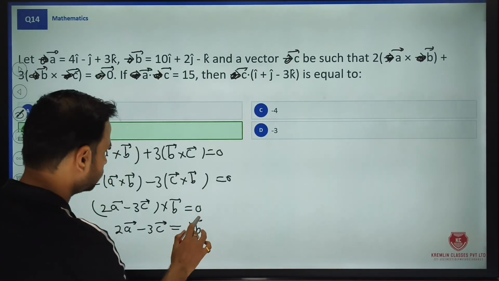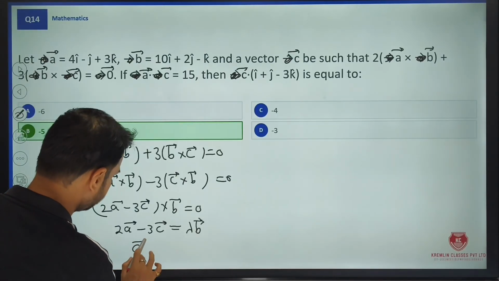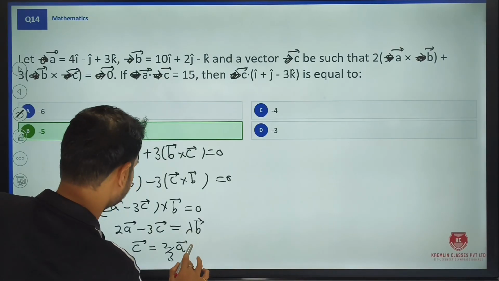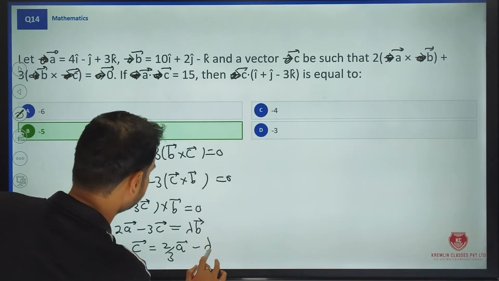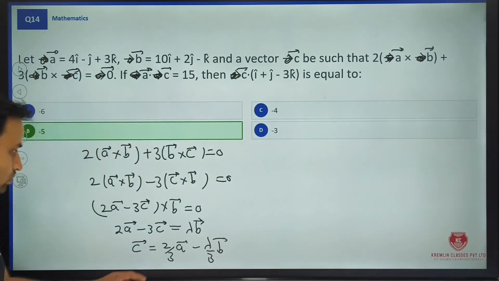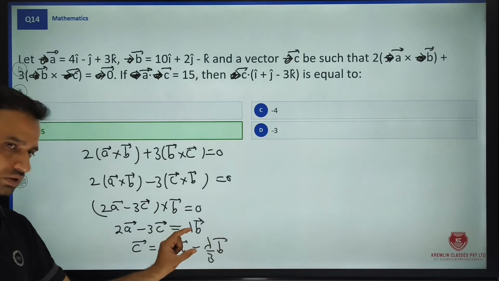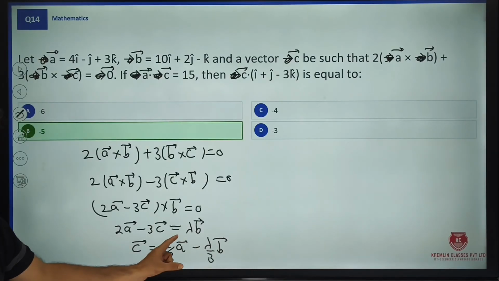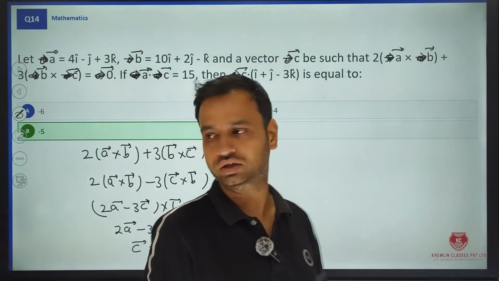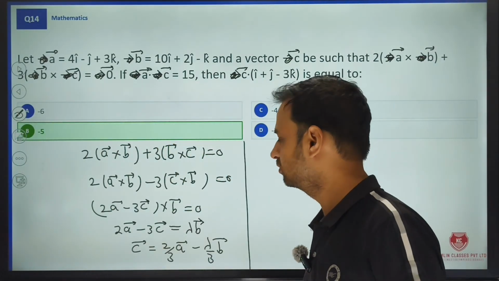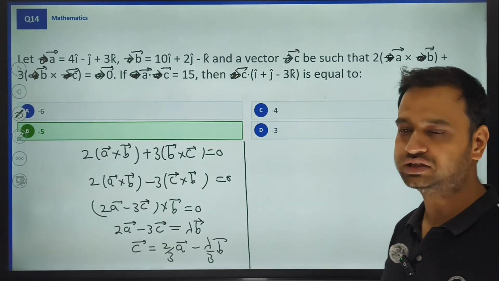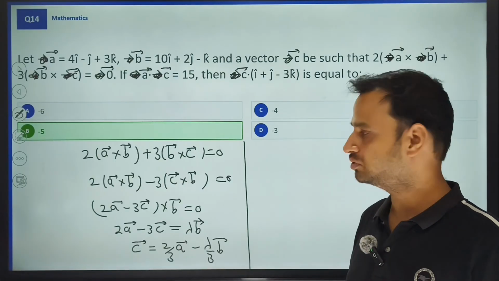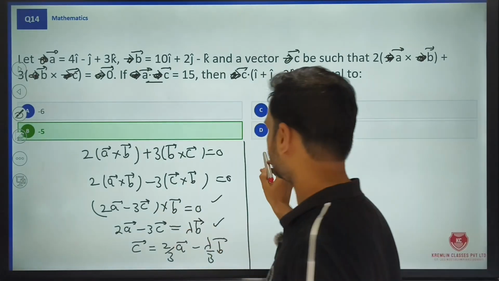So we can find c vector equals 2 by 3 a vector minus lambda by 3 b vector. I hope this is clear. I have just twisted the sides, this gone here, this gone here. So 2 by 3, lambda by 3, all okay. We have found the c vector: 2 by 3 a vector minus lambda by 3 b vector. Lambda is an arbitrary scalar which we have chosen by the definition of a triple product.